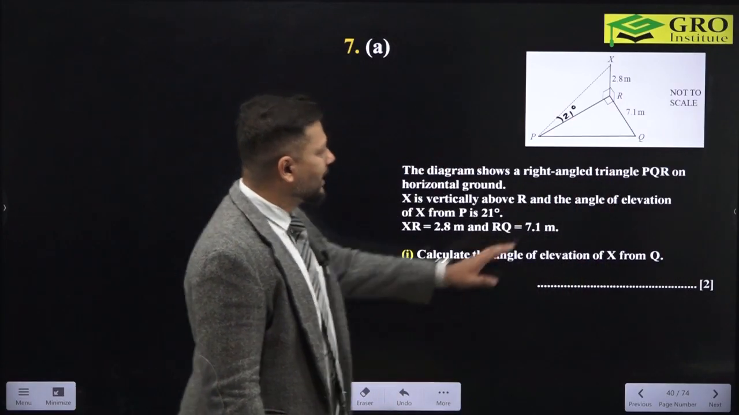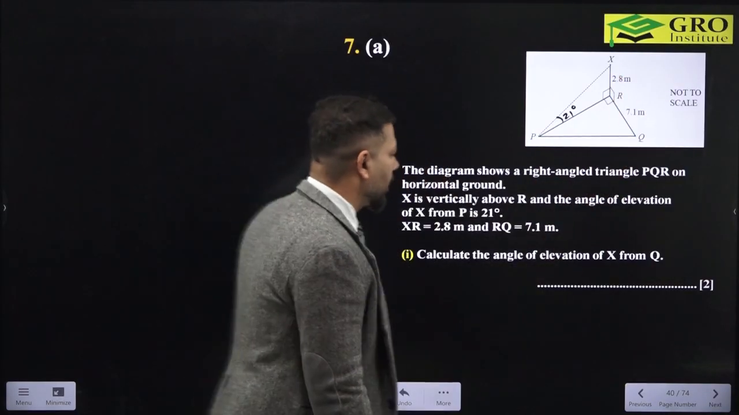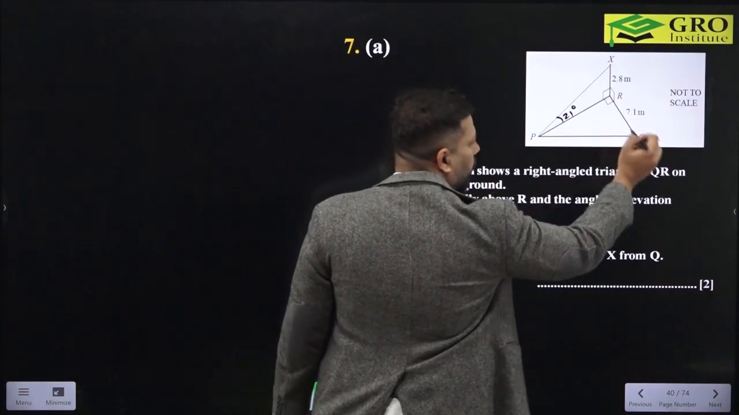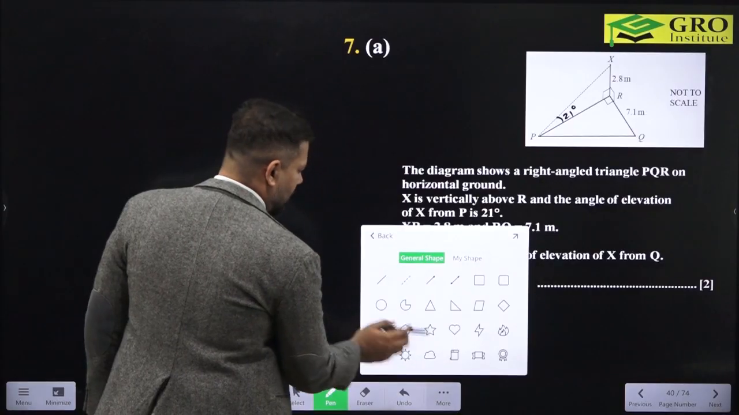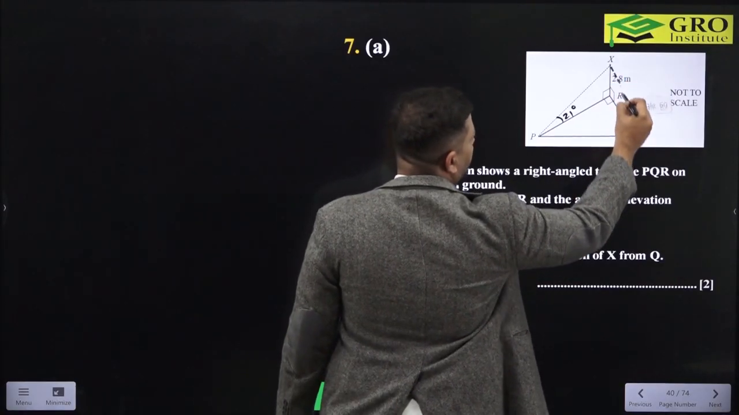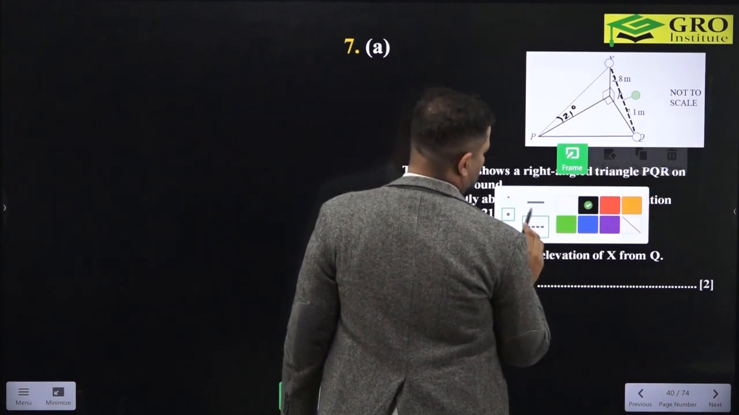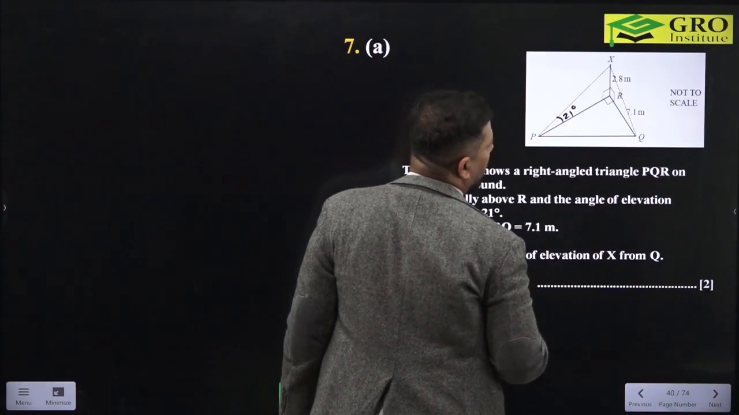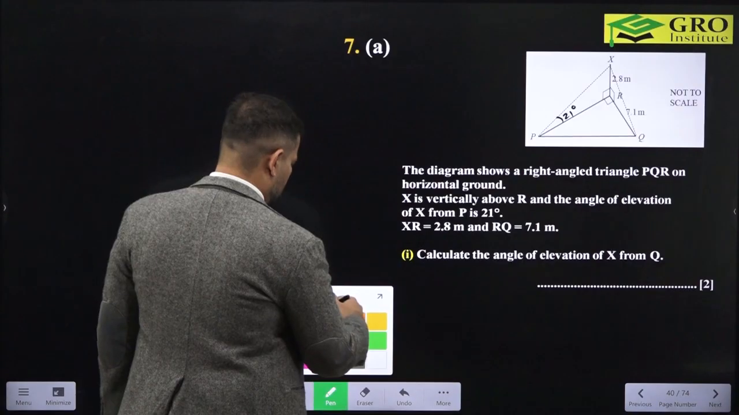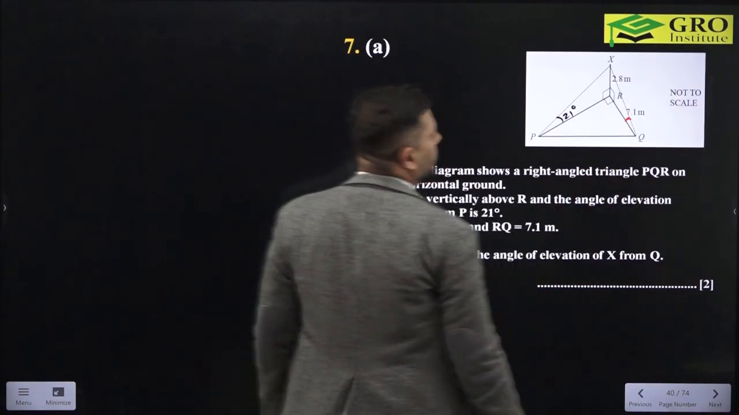What else is given? We are given XR equals 2.8 meters and RQ as 7.1 meters. We have to find the angle of elevation of X from Q. That means let us join this QX. This is what the elevation from Q to X looks like. So we need to find out this elevation, this angle. This needs to be found out.